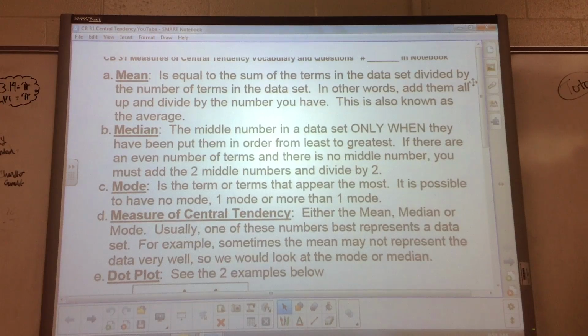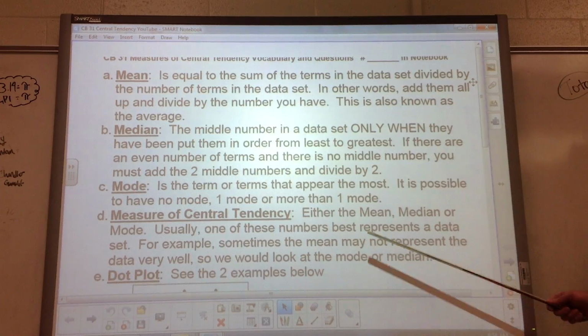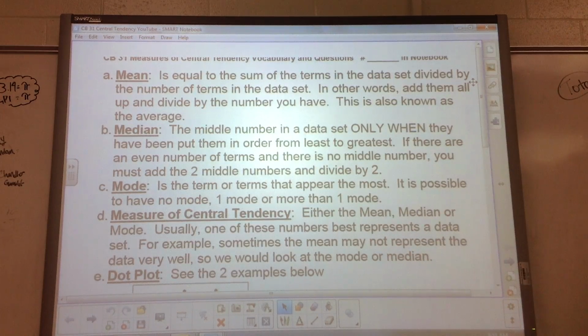Well, that number, in my opinion, doesn't best represent your test scores. What might be best for us to use is the median, the number in the middle, or the mode, which occurs the most. And it depends on the data set which one best measures the central tendency.